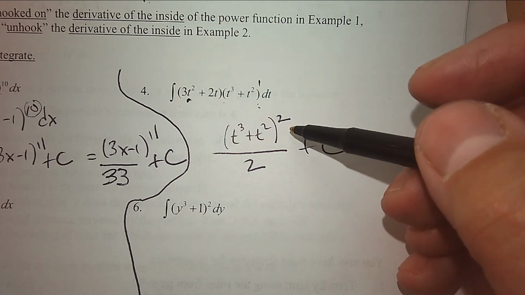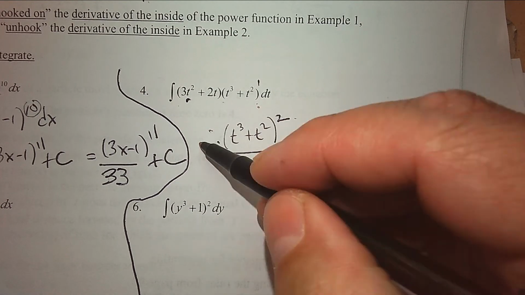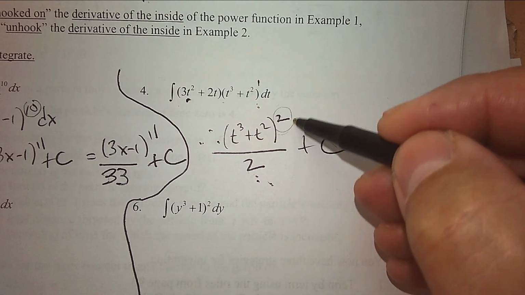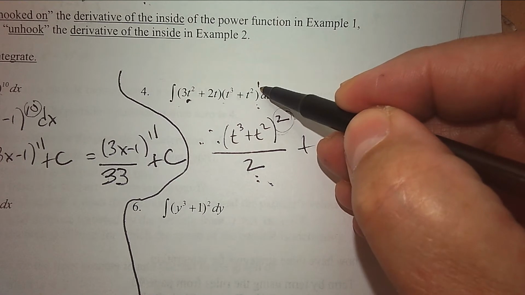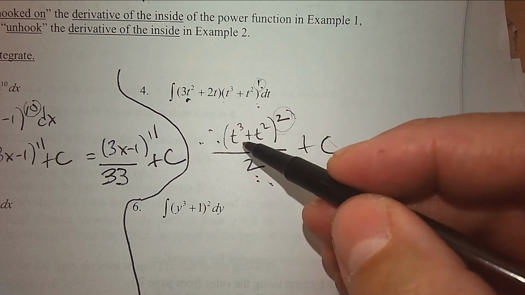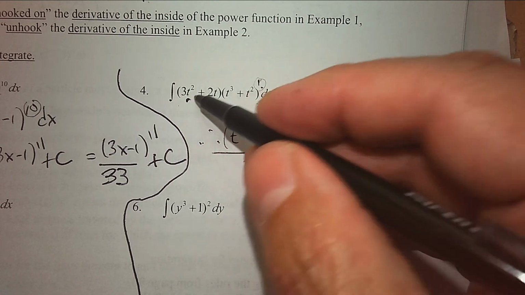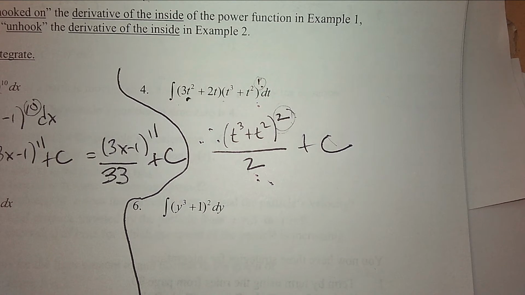Take the derivative. What's 2 times the 1/2? What happens to the 2 and the 2? And then you subtract 1 from the exponent and it's now 1. And then what's the derivative of the base? 3t squared plus 2t.